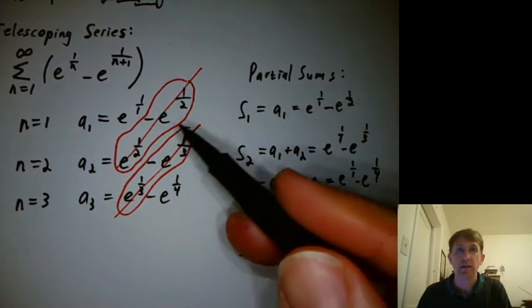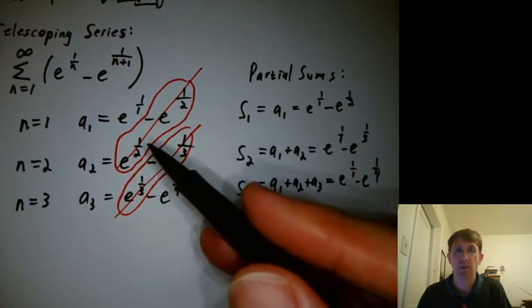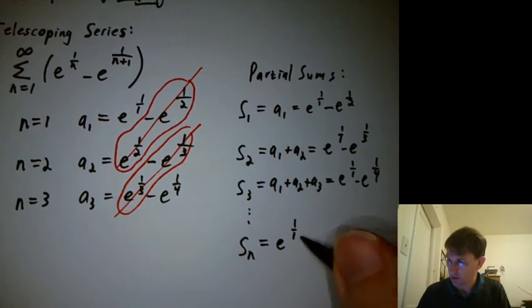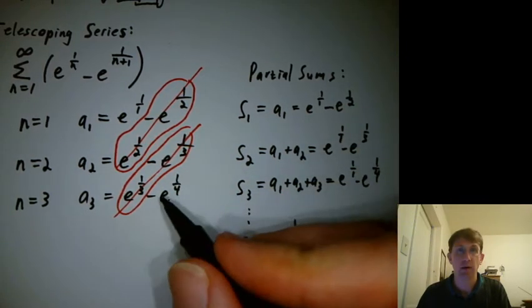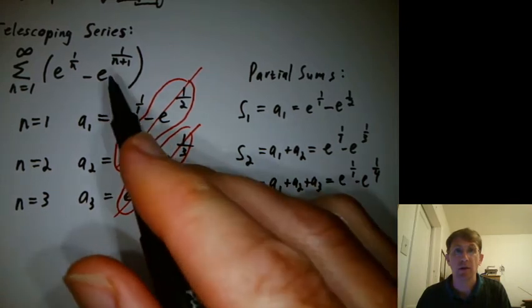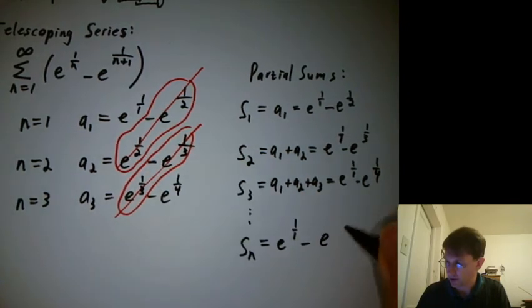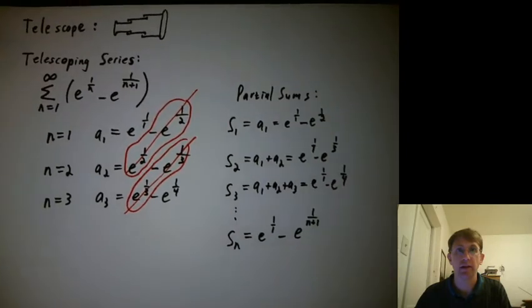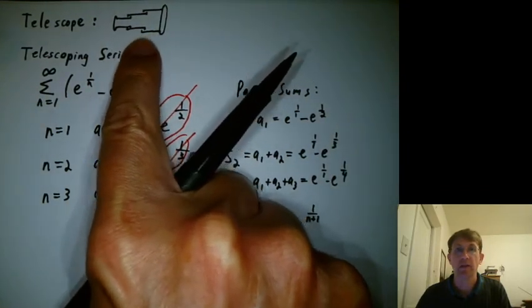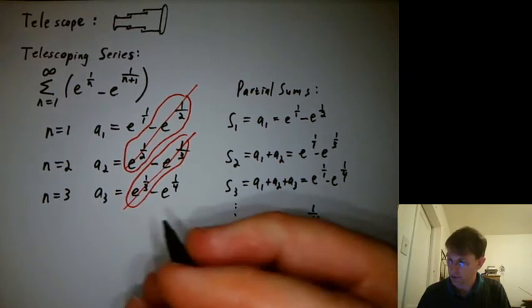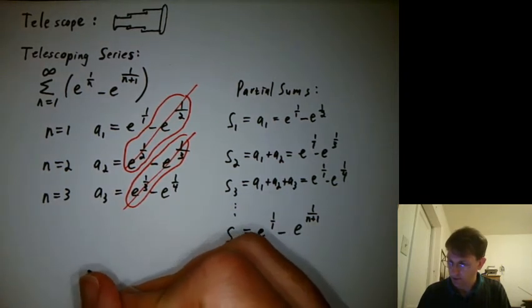Does it look like each thing here would cancel with part of the previous term, and we would just be left with this first part, e to the 1 over 1, minus whatever this last part is. And here at n equals 3, that was e to the 1 over 4, because it was 1 over n plus 1. So it would be e to the 1 over n plus 1. So can you see how this is related to this idea of something where the cylinders collapse in on each other?